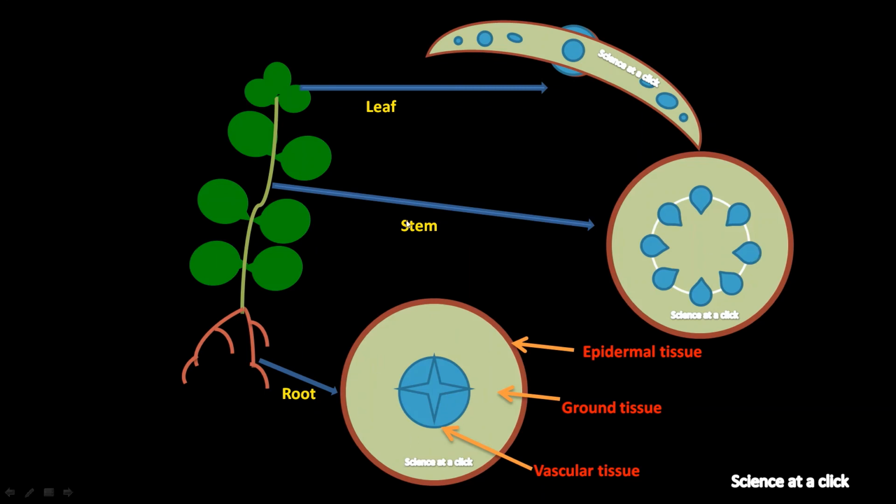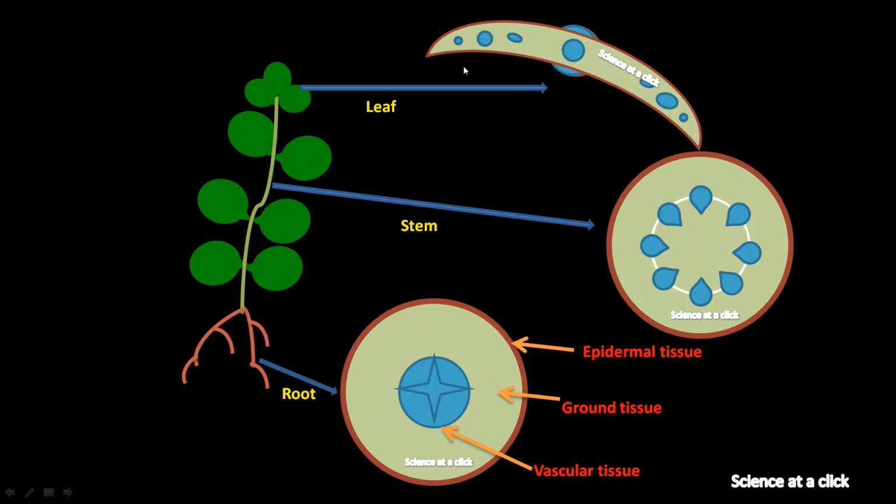When it comes to the stem, the stem is also in a circular manner. So this is the vascular bundle which is arranged, this is the ground tissue, and this is the epidermal layer. As is clearly seen, it is like a pipe arrangement, so that there is easy flow of water and nutrients throughout the plant.